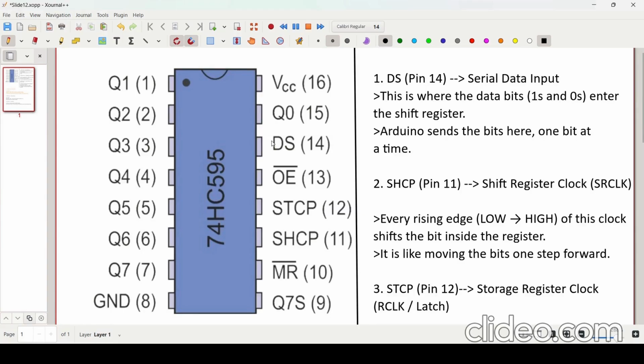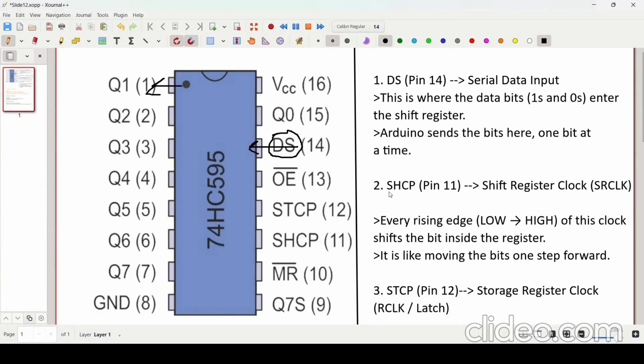Whatever data you enter from the Arduino, that enters from this data pin, and from these pins Q0 to Q7 you can get the output, right? From all the pins Q0 to Q7. So that is why it is serial in parallel out, because DS is the only pin from where you can input the data, and Q0 to Q7 are the pins from where you can get the output. You can get all 8 parallel outputs at the same time.